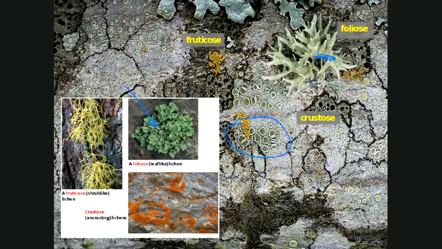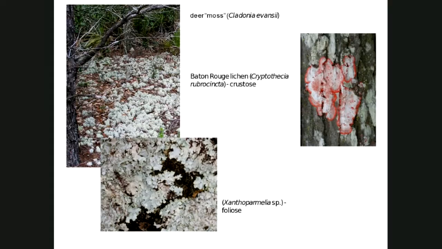Questions on those? Everybody knows not a moss, right? You're not going to give me deer moss as one of your moss in your field notebook. You won't get any points for that at all. There's one of the red ones. That's a crustose. These are Florida types. Baton Rouge lichen. Baton Rouge means red stick in French. I do remember that.